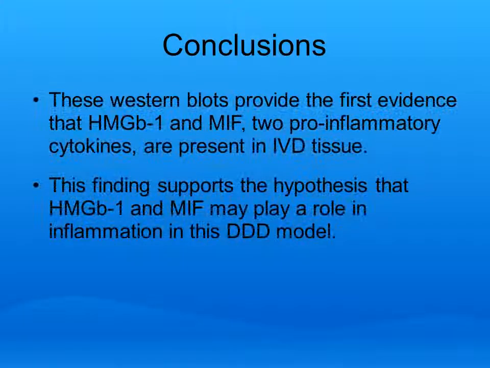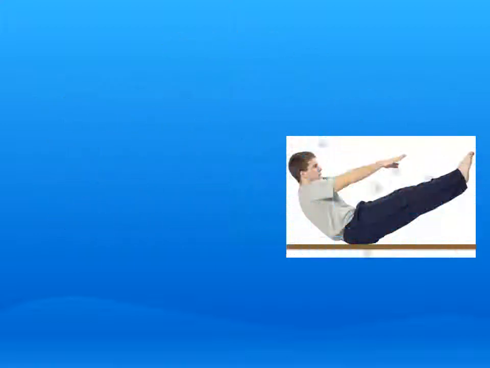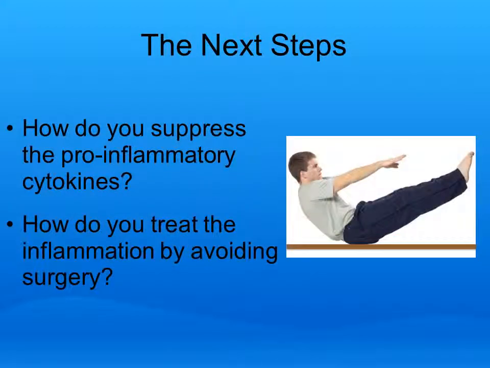This study provides the first evidence that HMGB1 is present in IBD tissue and supports the hypothesis that HMGB1 may play a role in inflammation in this DDD model. In the future, there need to be studies on how to stop pro-inflammatory molecules like HMGB1 from increasing in concentrations in IBD to further advance non-invasive treatments and eventually put them into clinical use. These treatments will allow people suffering with DDD to avoid surgery and possibly slow down the progression of DDD at an early stage in their life.